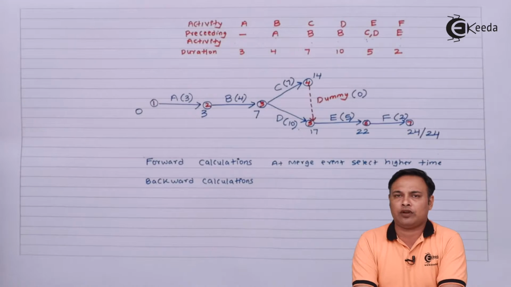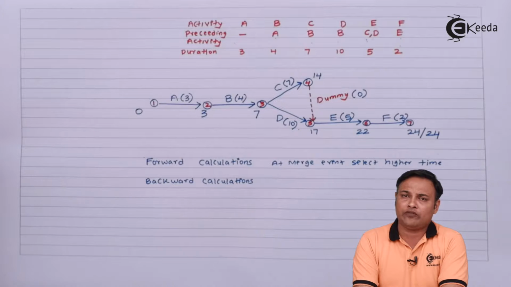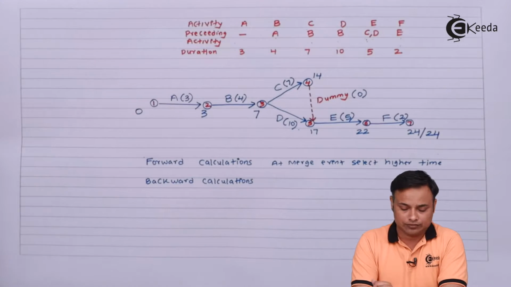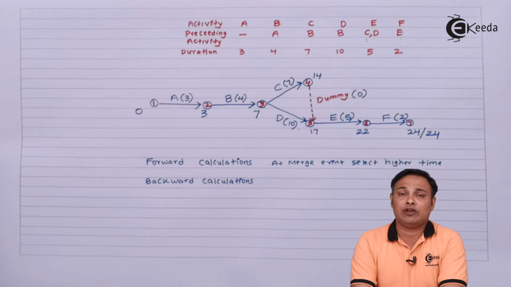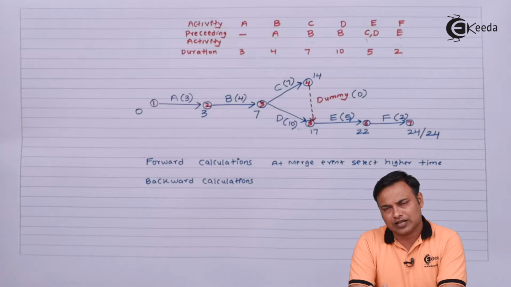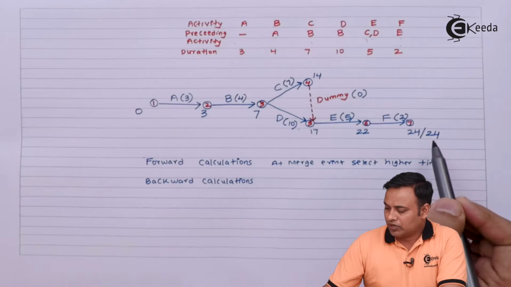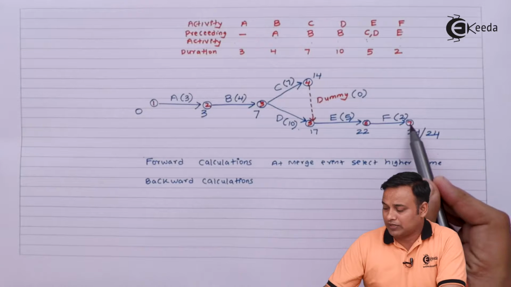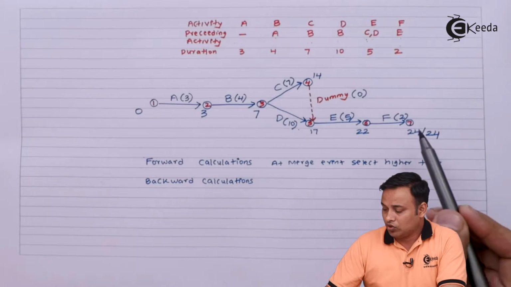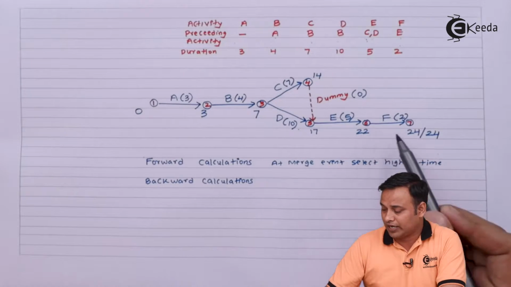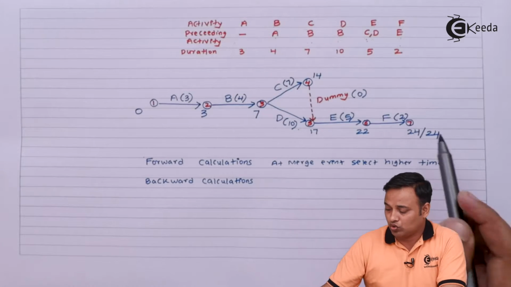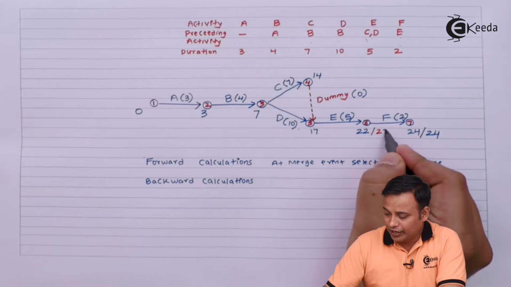So I'll put down a 24 here, which indicates that 24 is the maximum time that will be taken to complete the project. Now while going backwards, we will subtract because we are going in a reverse manner. In forward we were adding, in backward we will subtract. So how will it be done? Let's see. I will go from node number 7 to node number 6, so I will do 24 minus 2, it will be 22.